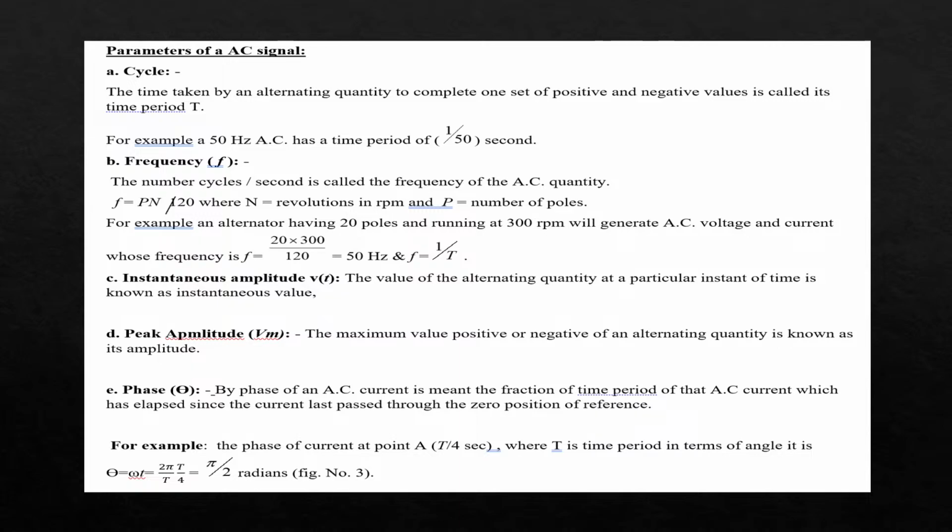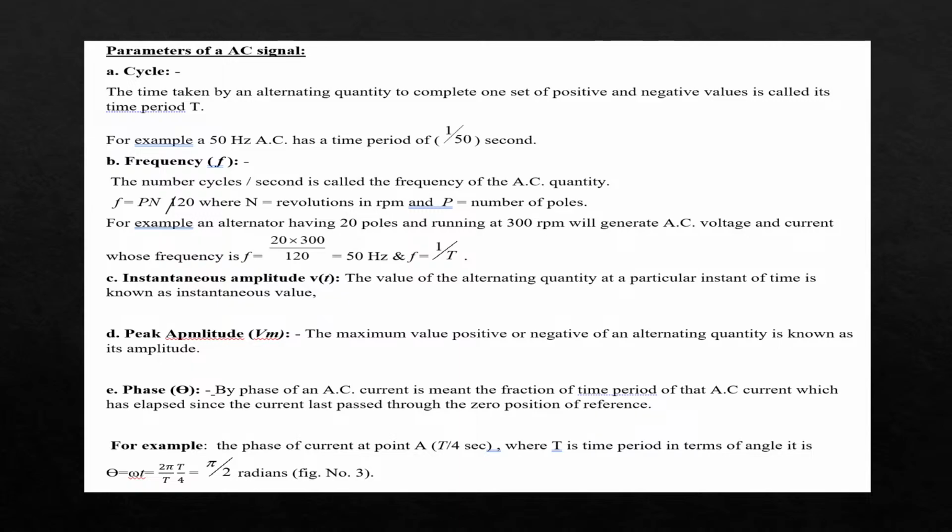Frequency is the number of cycles per second, and there is a formula for this: P into N upon 120, where N is the number of revolutions in RPM, which is rotations per minute, and P is the number of poles. I think basically if it's north and south, it is two poles, right? So 2 into the number of revolutions, suppose 100. I'm not sure if that's given in the actual paper. Okay, it's there in the formula sheet, so I think it's important to remember.